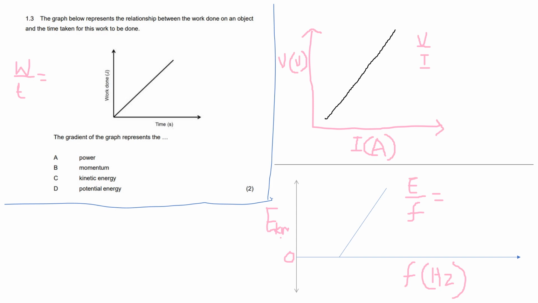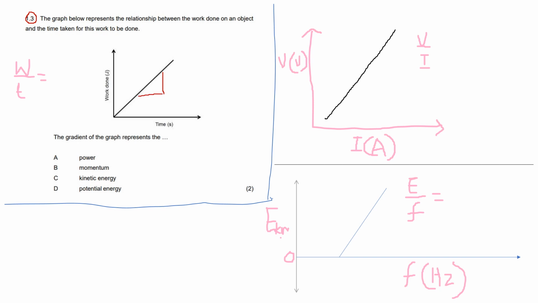Yes, I want to use this type of question to illustrate that many times we see these kinds of questions in various topics where we are required to mention what the gradient of a particular graph represents. In this question 1.3, if you look at it, we are given a graph of work done against time, and we are asked what does the gradient of this graph represent?